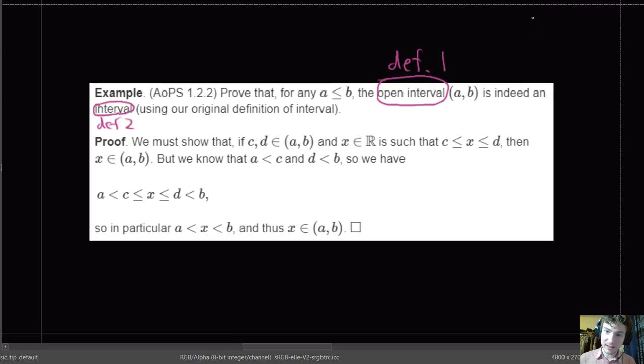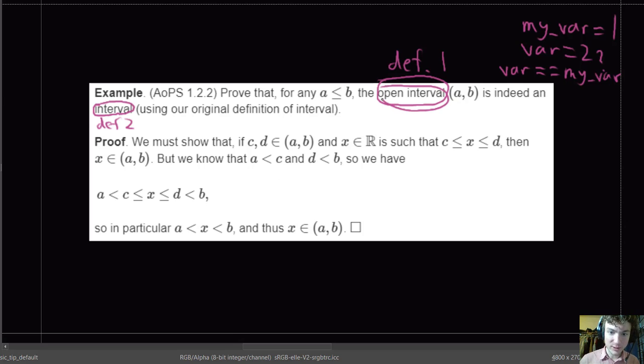Just because the word interval appears in both of those definitions doesn't mean they're the same. Likewise, if you were programming and you defined one variable called myVar and a second variable called var, you wouldn't say var is necessarily equal to myVar just because the same word appears in both. You could assign one the value 1 and the other the value 2, and they wouldn't be equal. They're just different names. So we have to be very careful. We treat open interval as a single atomic thing, which we defined, and interval as a separate thing, which we defined, and now we have to check that an open interval satisfies the definition of interval. Let me go to the book quickly and remind us of what those definitions are.